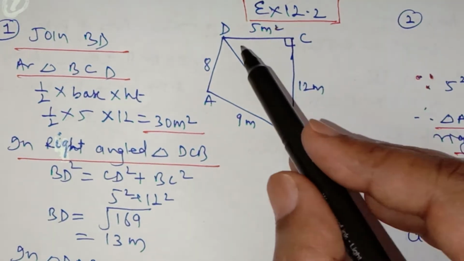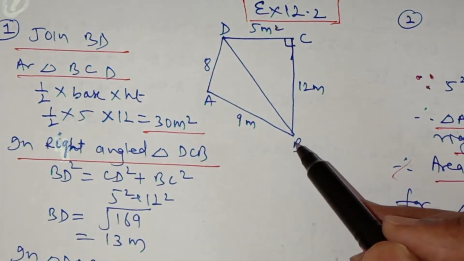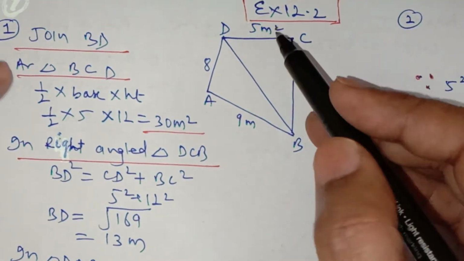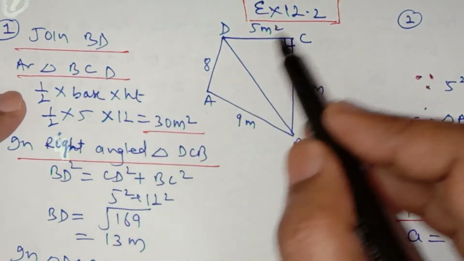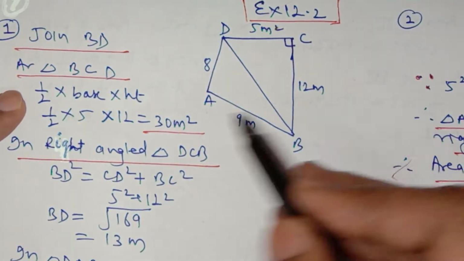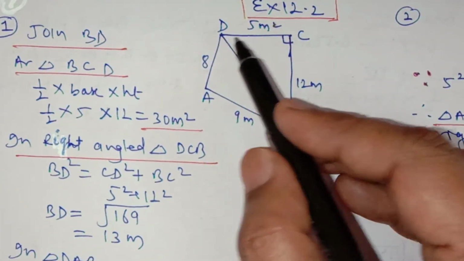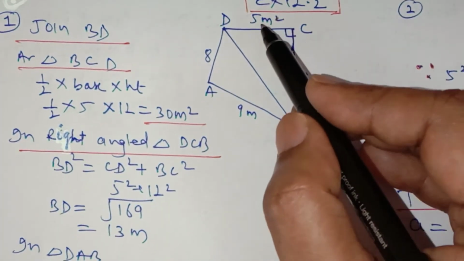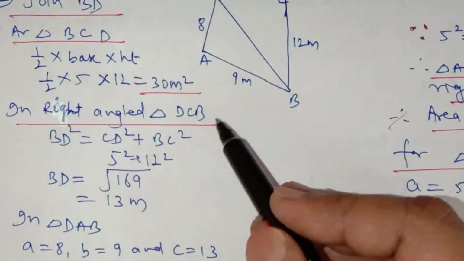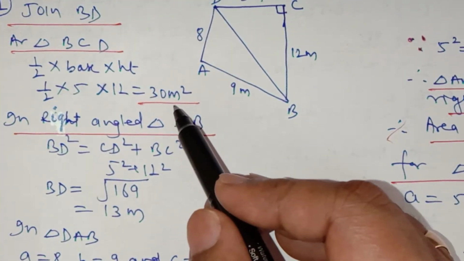Now because the triangle BCD is a right angle triangle, you can easily find the area of triangle BCD by using the formula half base into height. The base is 5 and the height is 12. So the area of triangle BCD is half base into height, which comes out to be 30 meter square.